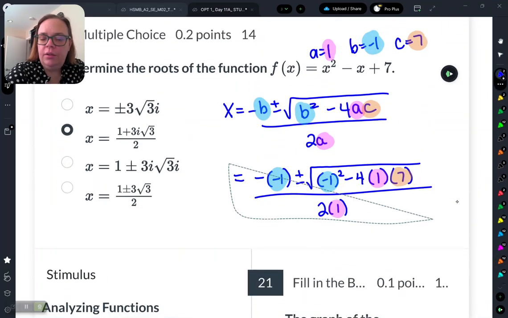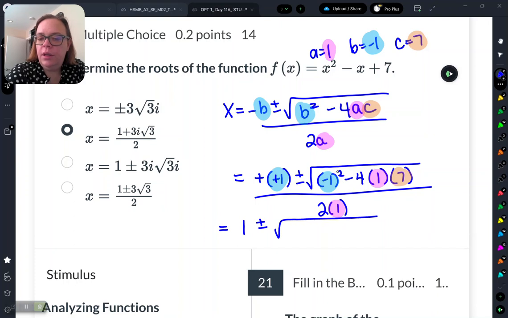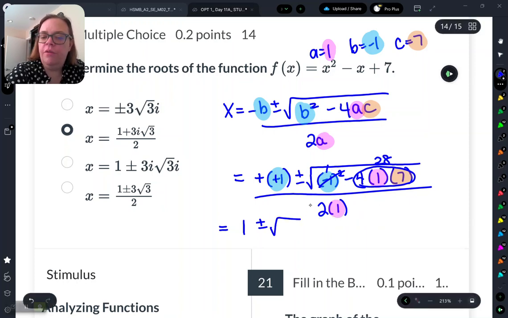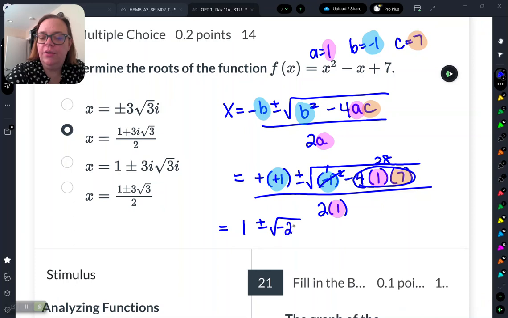So now we just got to simplify this thing. So this is going to become positive 1 plus or minus. This is positive 1. 4 times 1 times 7 is 28. Okay, so I'm going to get the square root of 1 minus 28, which is negative 27, all divided by 2.